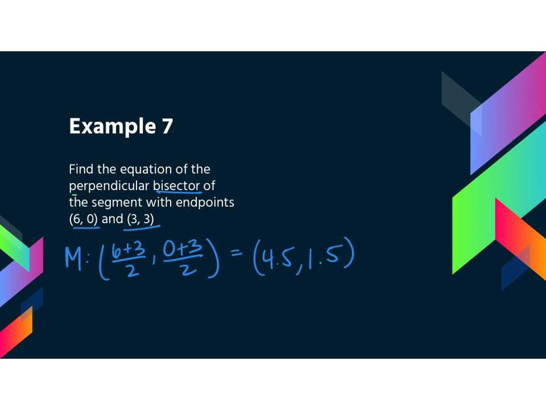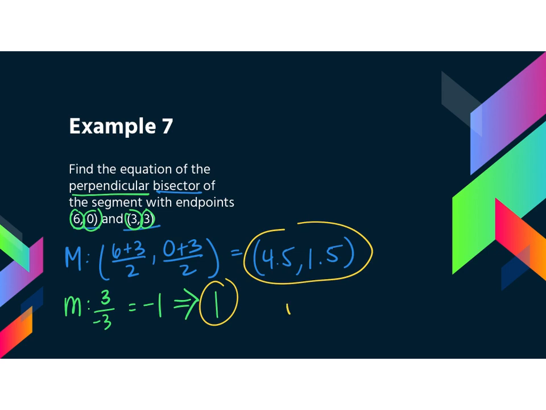Now we need to find our slope because it's going to end up being perpendicular. So using these points, we have the change in y, which is 3, the change in x, which was negative 3. That becomes negative 1. So our slope is going to be the opposite reciprocal since it's perpendicular. It would be 1. We're going to use our slope and our point and substitute into our formula. y minus y1 equals m, or 1, times x minus x1, which is 4.5.